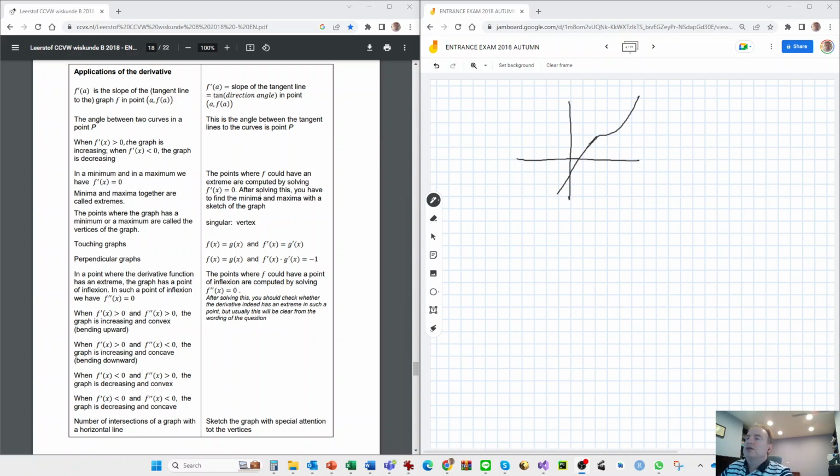So what you have to do, if they ask you about extremes, then you have to solve f prime of x is 0, and then by sketching or other way you have to figure out whether or not indeed it is an extreme. And you can do this by looking at the value of the function a little bit to the left and the right.